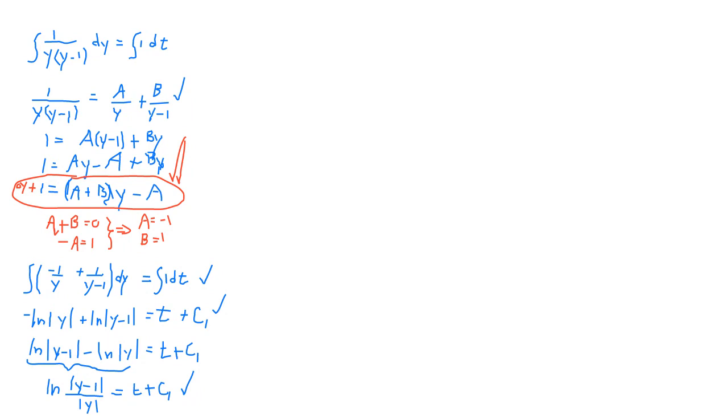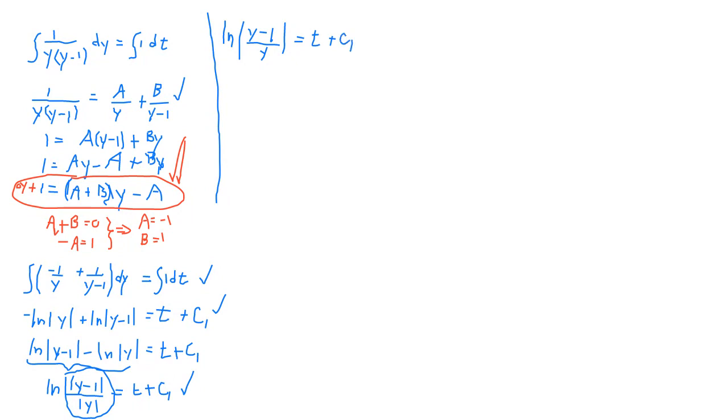Well, we have the absolute value of y minus 1 over the absolute value of y. So we can write that as the log of the absolute value of y minus 1 over y. So if I start on this side, I have the log of the absolute value of y minus 1 over y, and that is going to equal my t plus C1.